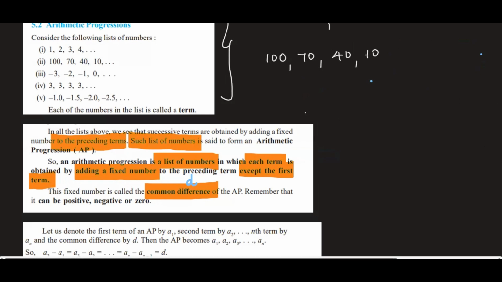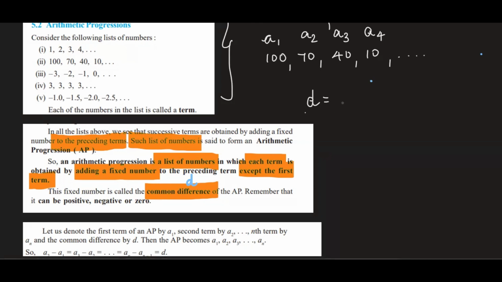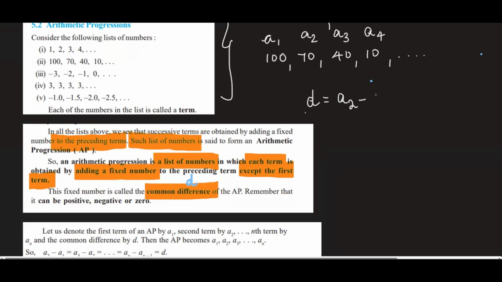Each number here is called a term. Now we are going to find d. We will say the first one is a1, the second number is called a2, the third number is called a3, the fourth number a4, and so on. How do I find d? We should find a2 minus a1, that is, the second term minus the first term, which is equal to negative 30. And this negative 30 should be constant throughout the series.